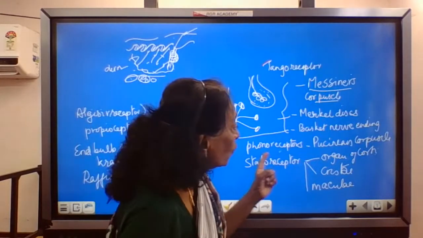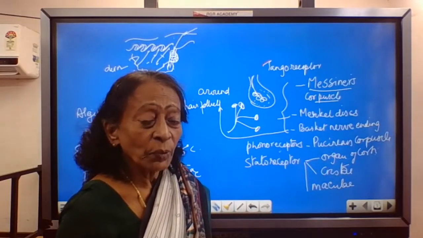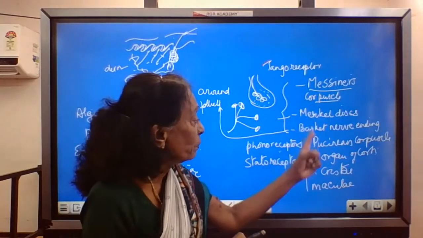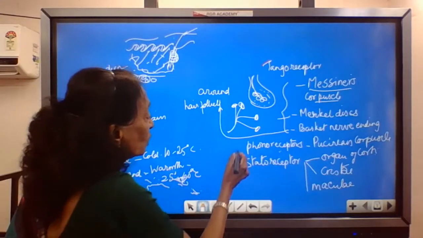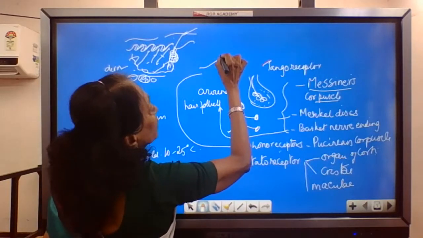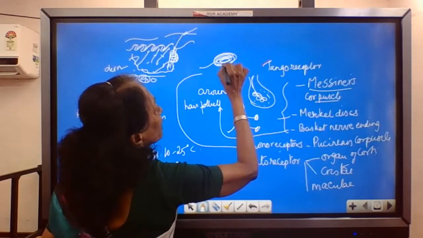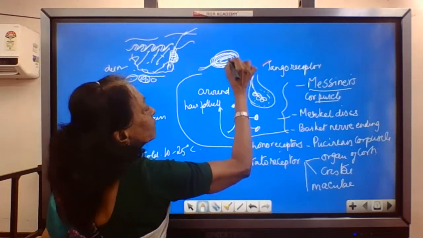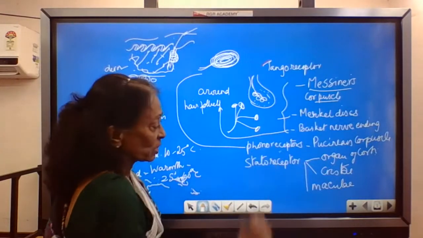Then another one is called phonoreceptor. Phonoreceptors are Pacinian corpuscles. They help you to feel the intense, heavy pressure. This is light pressure, this is heavy pressure. The structure of the Pacinian corpuscle will look like this. It will have the nerve ending, and like the lines on your thumb, one on the other. This is a peculiar funny one. This is the Pacinian corpuscle, and it helps you to feel the heavy pressure.